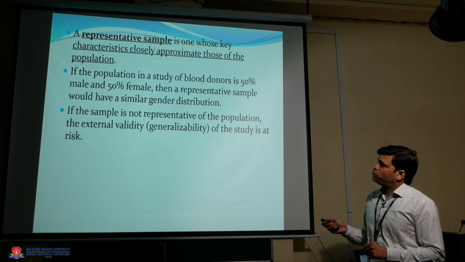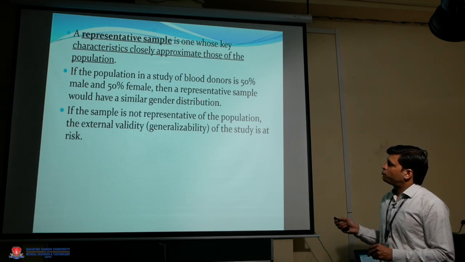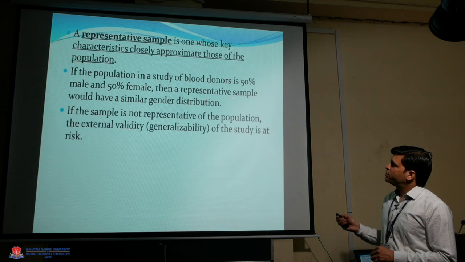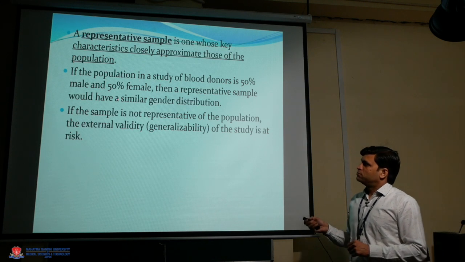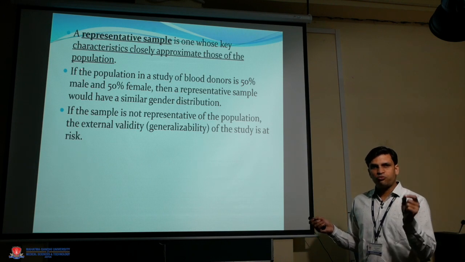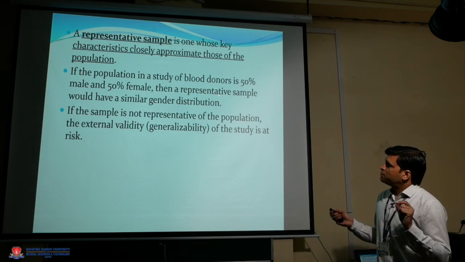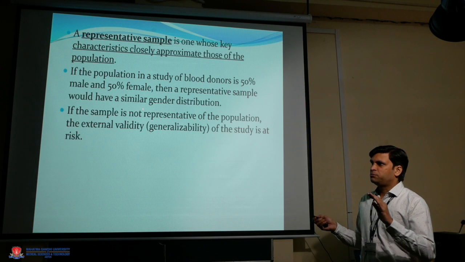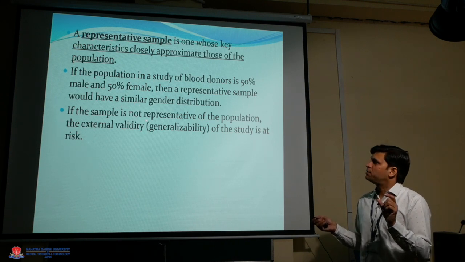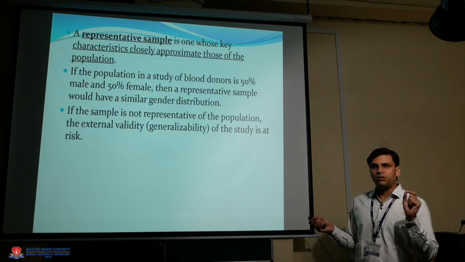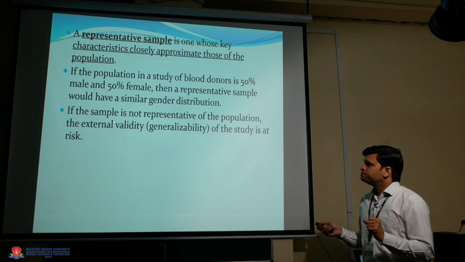We can understand this by one example. If the population in a study of blood donors is 50% male and 50% female, then a representative sample would have a similar gender distribution. A very simple example: if the total population is divided into 50% male and 50% female, then a representative sample must have a similar division. If the sample is only 100, then 50 of them should be male and 50 of them should be female.